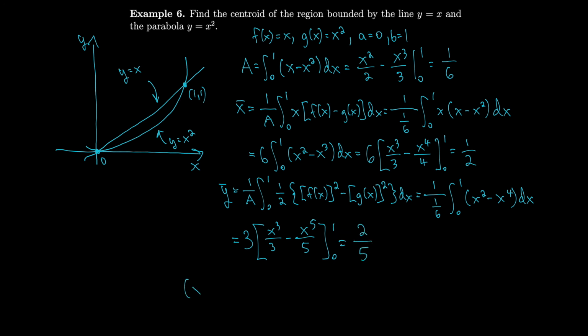So that means that our centroid, our center of mass, is (1/2, 2/5). So it's like somewhere over here, roughly. Point like it. There we go. So (1/2, 2/5).